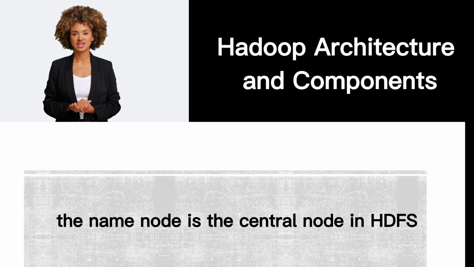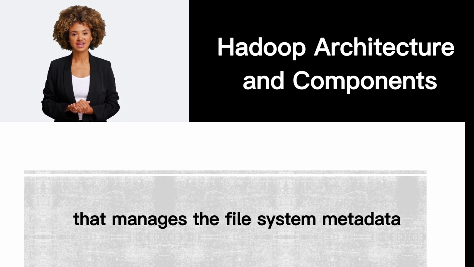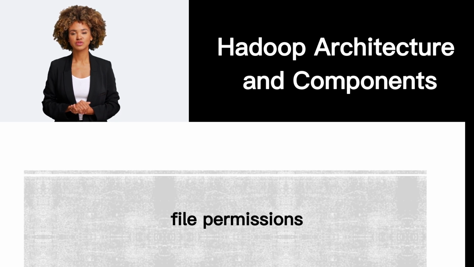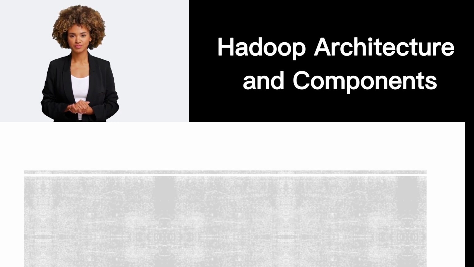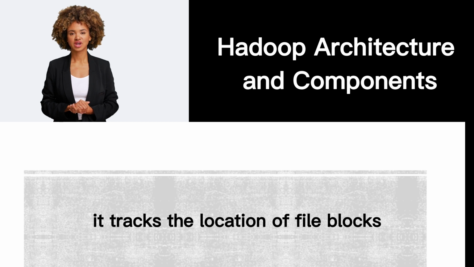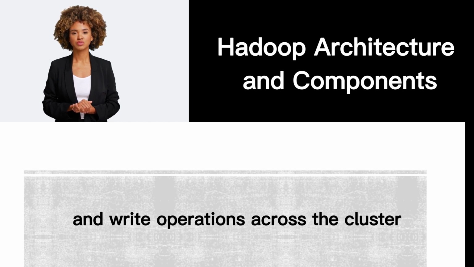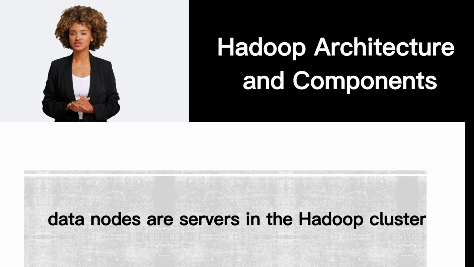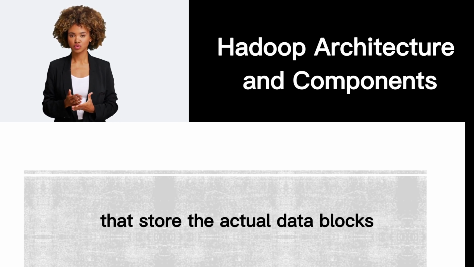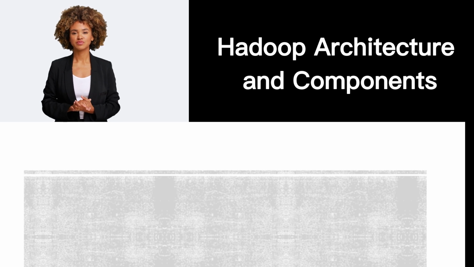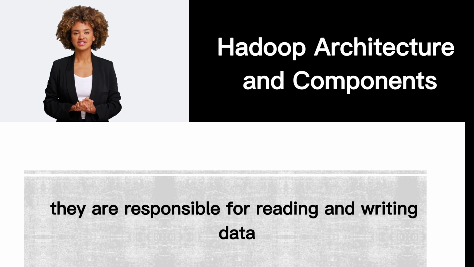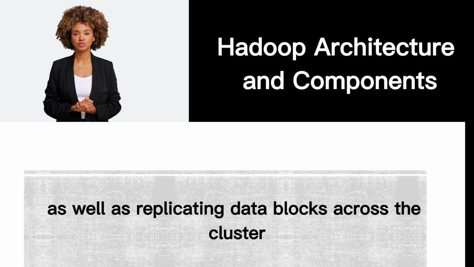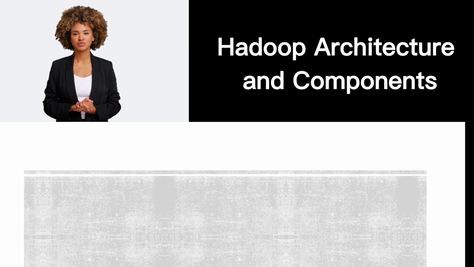2. Name node. The name node is the central node in HDFS that manages the file system metadata, such as file names, file permissions, and file locations. It tracks the location of file blocks and coordinates the read and write operations across the cluster. 3. Data node. Data nodes are servers in the Hadoop cluster that store the actual data blocks. They are responsible for reading and writing data from and to disk, as well as replicating data blocks across the cluster for fault tolerance.